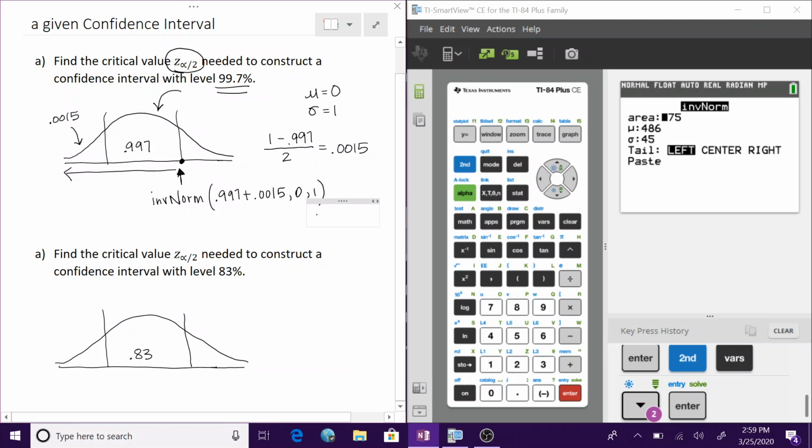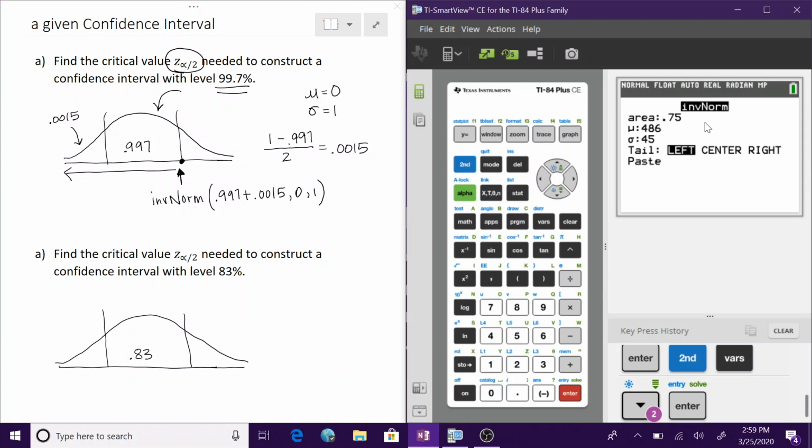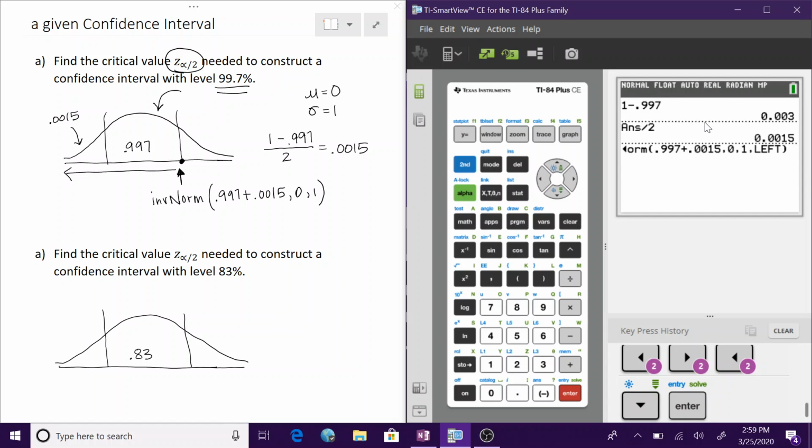So over here on our calculator, we're going to put in 0.997 plus 0.0015. Our mean is going to be 0. Our standard deviation is going to be 1. Now, if you have this option, as you do on my calculator, I would leave it the way that you're taught it. So everything to the left, the tail to the left. And we're going to paste and press enter.